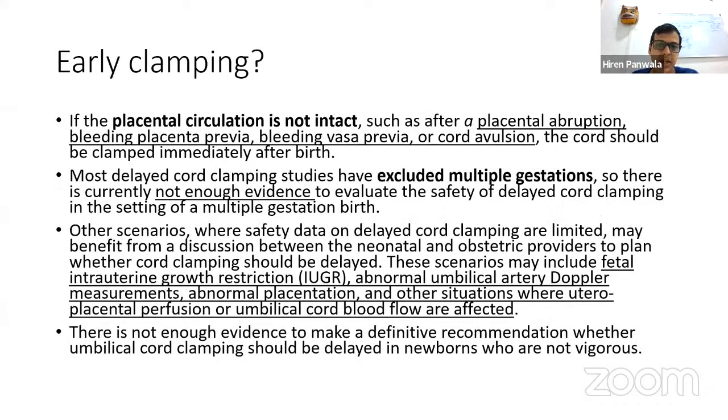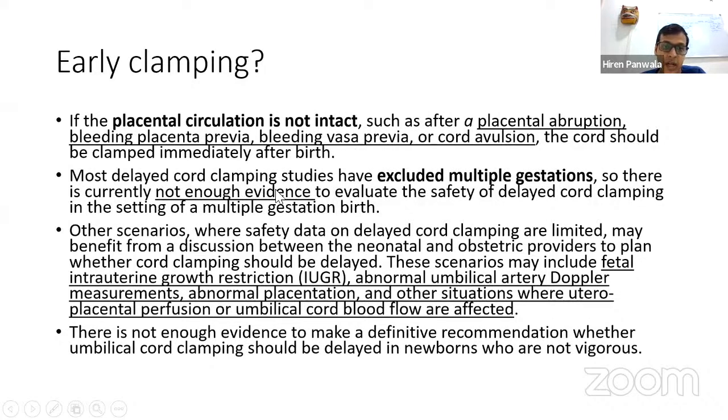Early clamping, we have already discussed, but I'll just tell you the scenarios where we may not do delayed clamping. So early clamping is indicated when the placental circulation is not intact and we are worried that instead of the mother, the baby may be losing a lot of blood. So cases where there is placental abruption, bleeding placenta previa, bleeding vasa previa or cord avulsion are the places where you do not do delayed cord clamping.